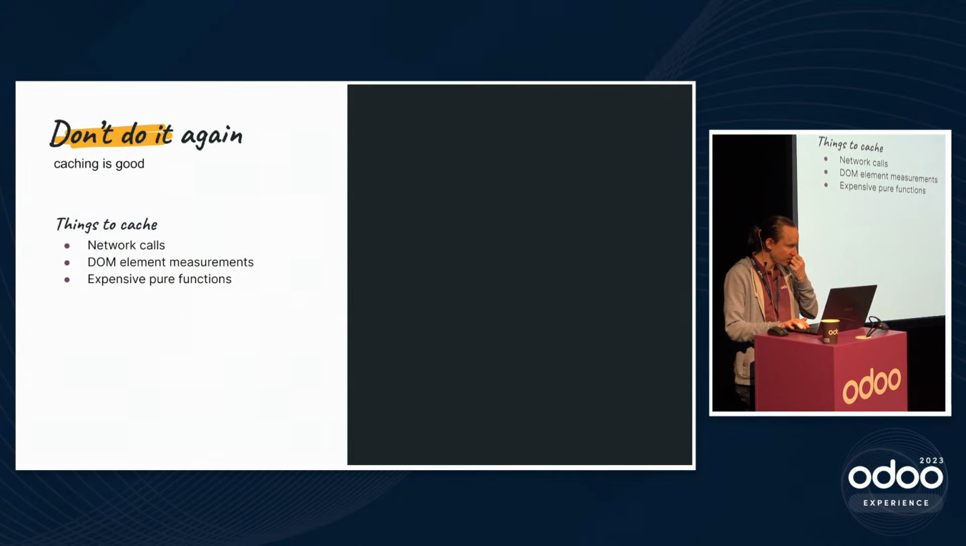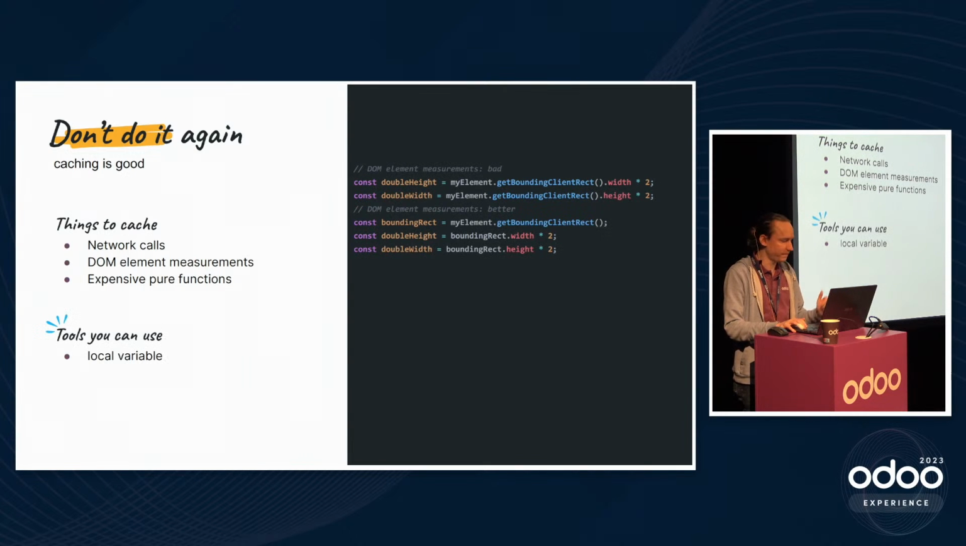The last thing, which is pretty obvious, is expensive pure function. If you have to do some heavy data processing stuff, anything where the output is a direct function of the input, keep it in cache.